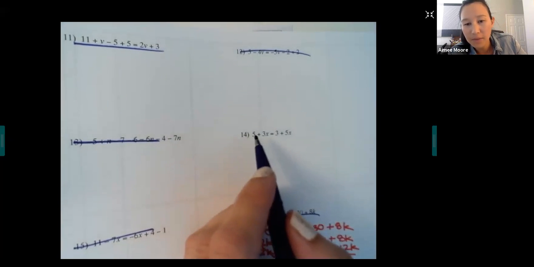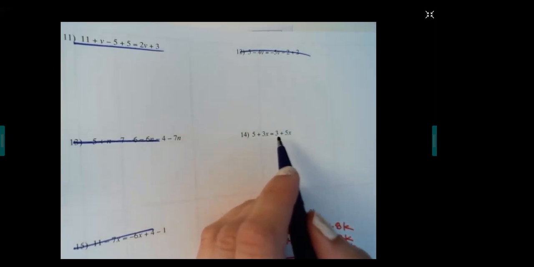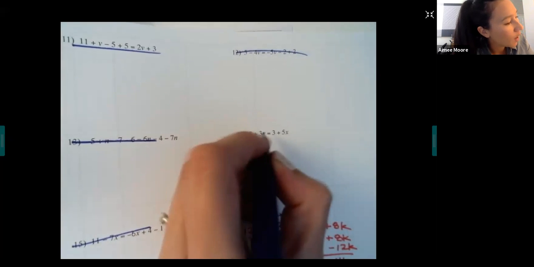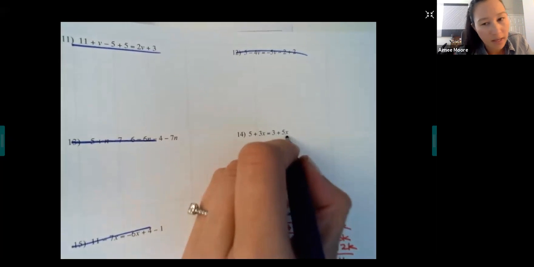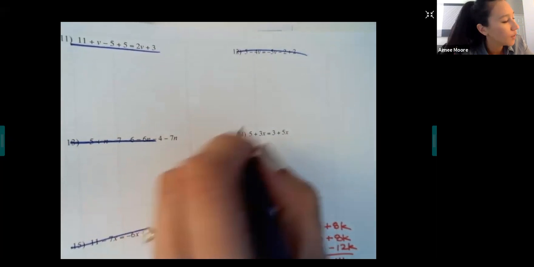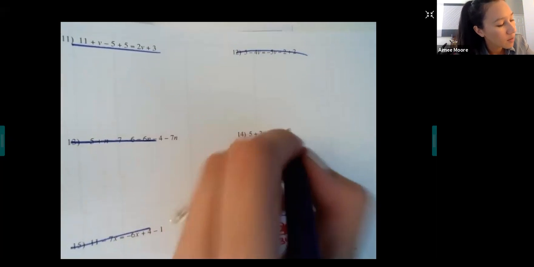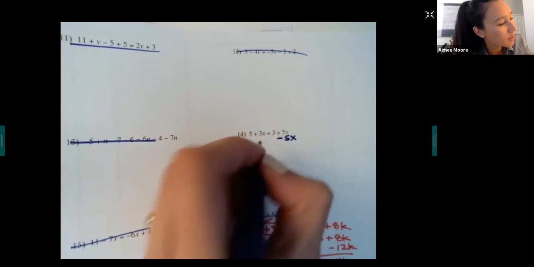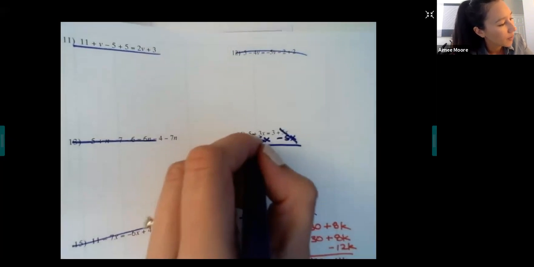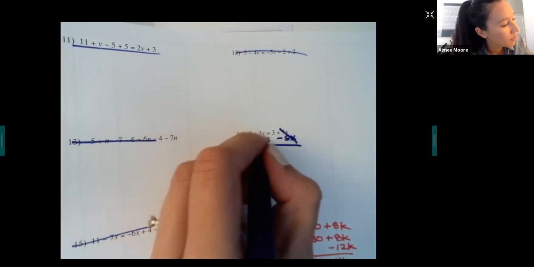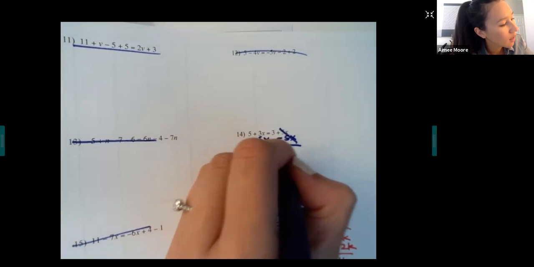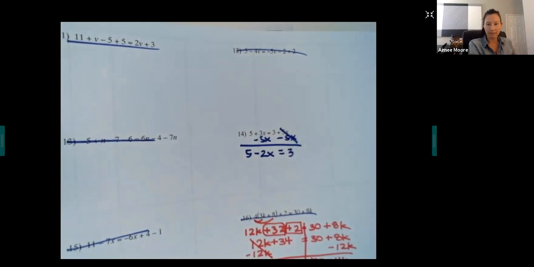So for number 14, we have 5 plus 3x equals 3 plus 5x. So our variable terms are 3x and 5x. Just to show you can do it either way, I'm going to do it the other way. So I'm going to subtract the bigger variable term. It doesn't matter. You'll get the same answer either way. So then we still have 5. We have 3x minus 5x, which is -2x. And that equals 3.